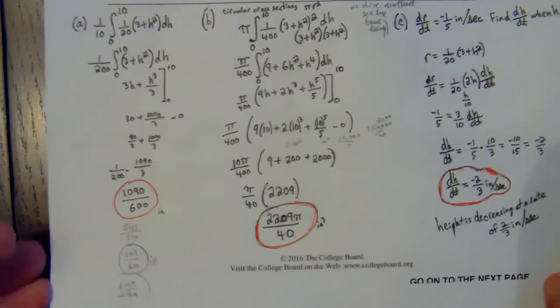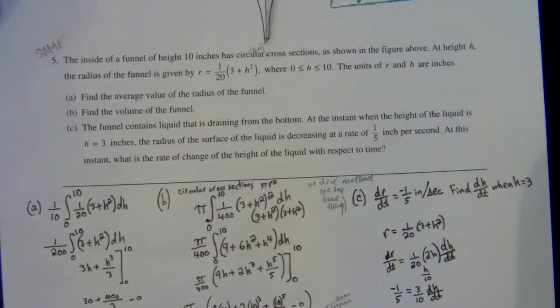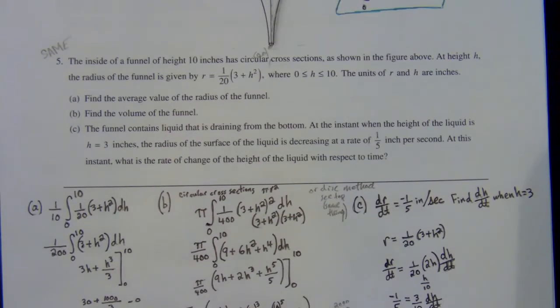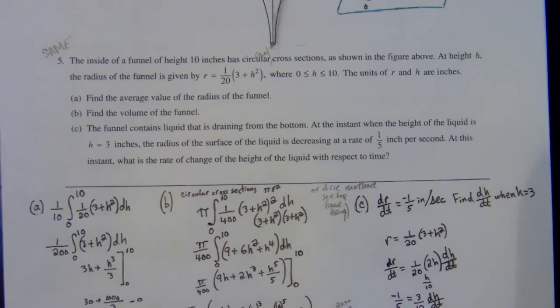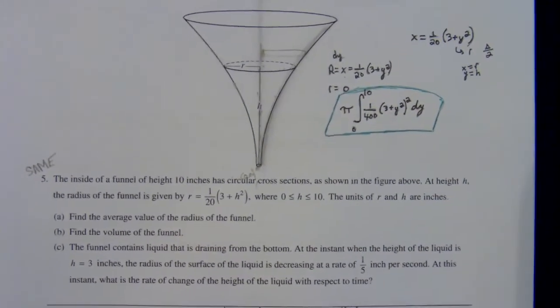Now, I remember the year after students took this test, they popped out there a couple days later and they're just like, hey, Mr. McGee, how the heck do you find the volume of a funnel? What's the formula to find the volume of a funnel? There is no formula to find the volume of a funnel, right?